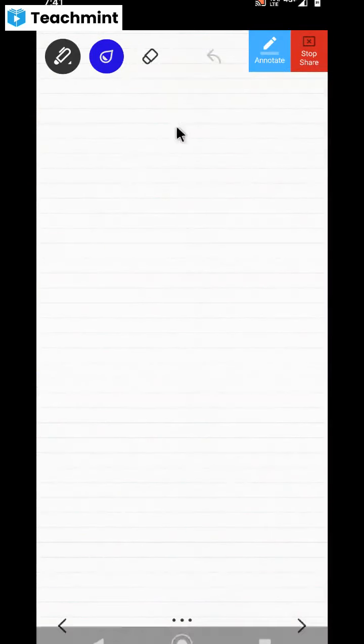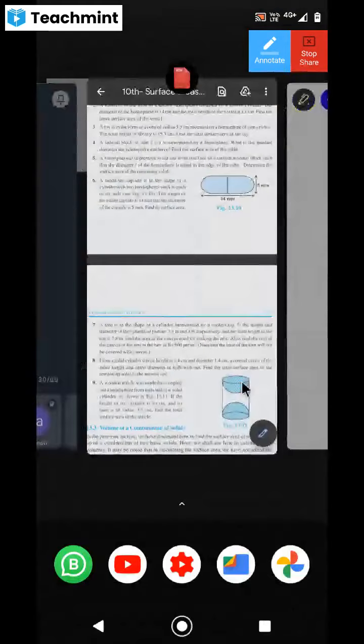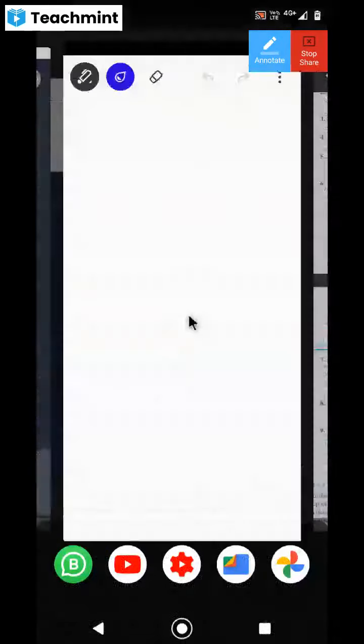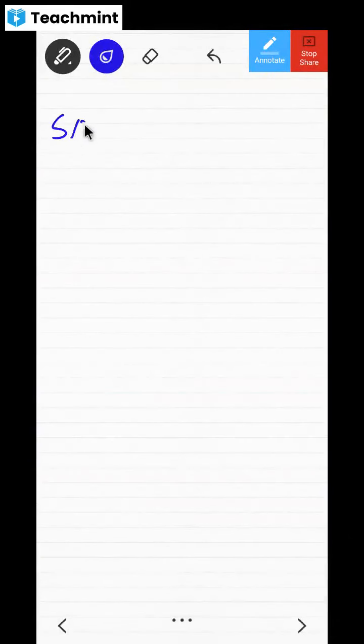Now, what they are asking in the question is the total surface area of the remaining solid. They are asking to determine the surface area of the remaining solid. How much is remaining? That surface area they are asking. Okay, I will write surface area here. First of all, I will write the total surface area of the cube.